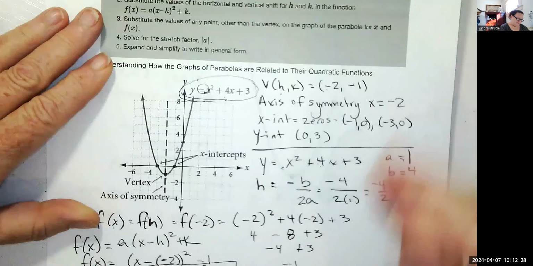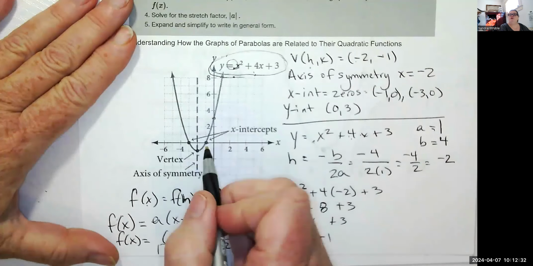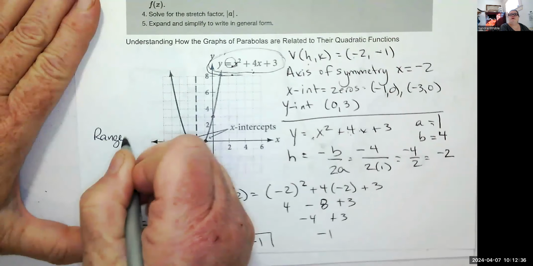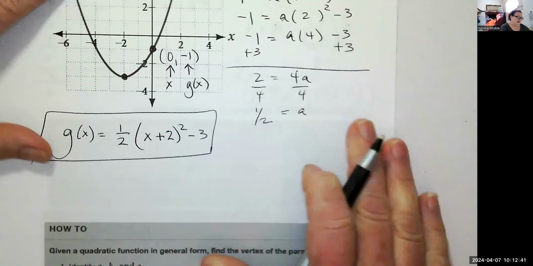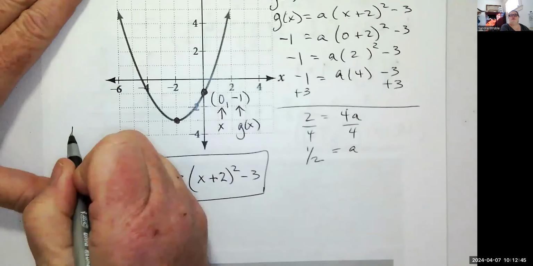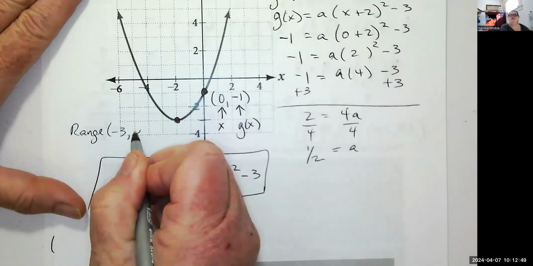Let's do the next one. Domain, negative infinity to infinity. The range is going to start at -1 and it's going to infinity. Okay. The next one, domain, negative infinity to infinity. The range starts at -3 and goes to infinity.